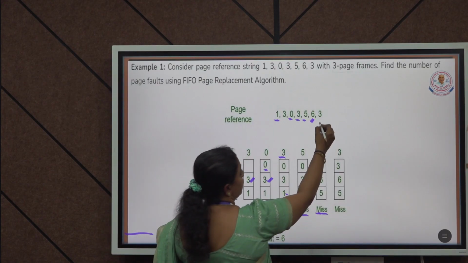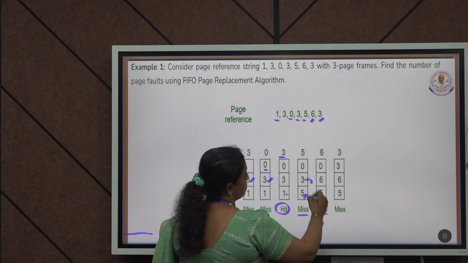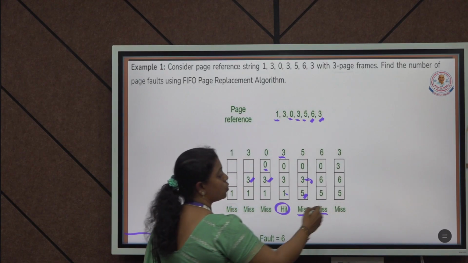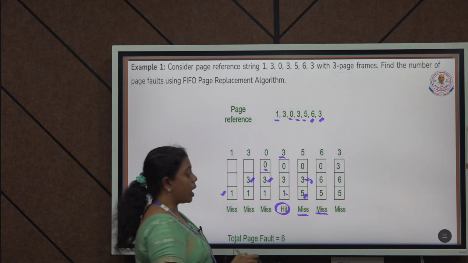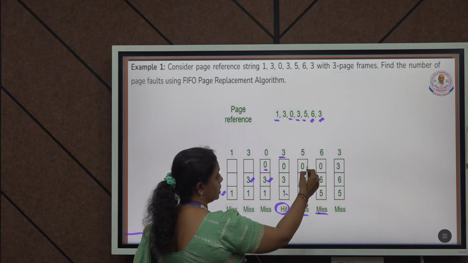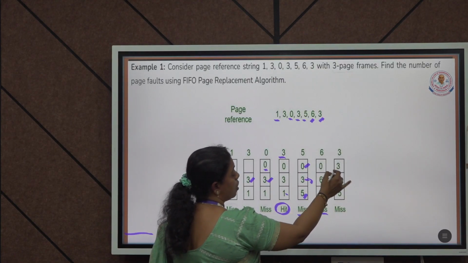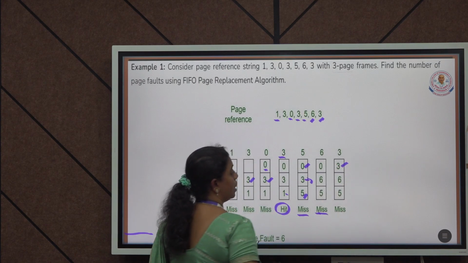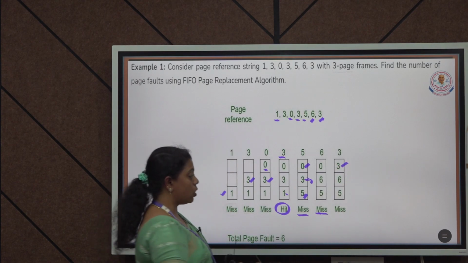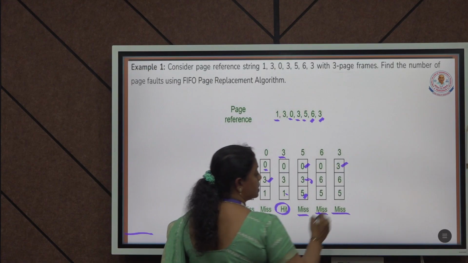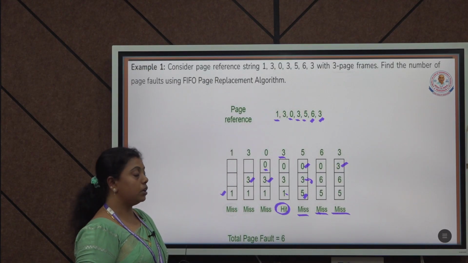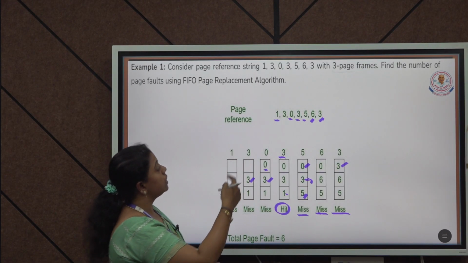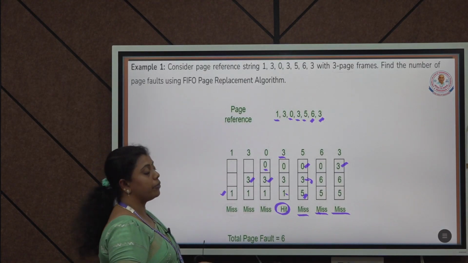The last string is 3. Check whether 3 is available in the frame. 3 is not available in the frame, so I am going to replace 0. Instead of 0, I am going to place 3 here, and this is also called a page miss or page fault. The question they have asked is to find the number of page faults using FIFO.